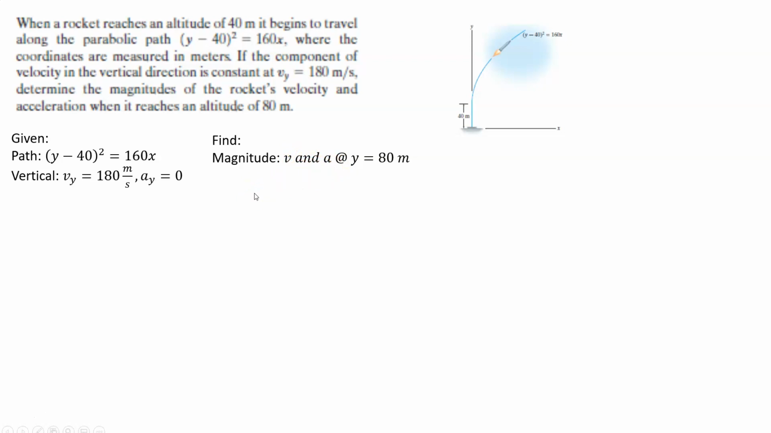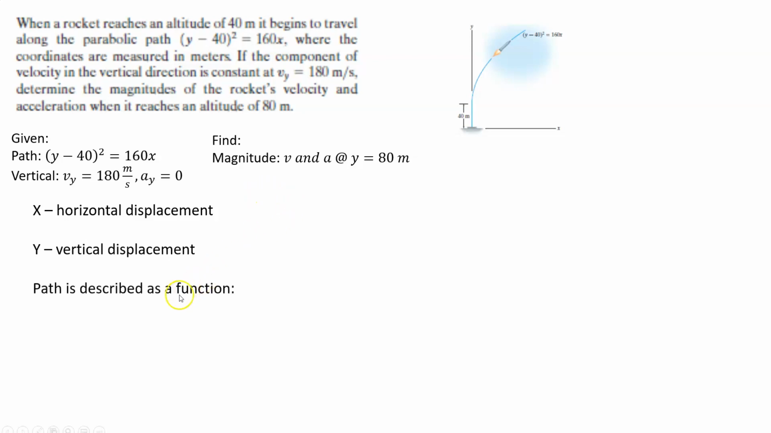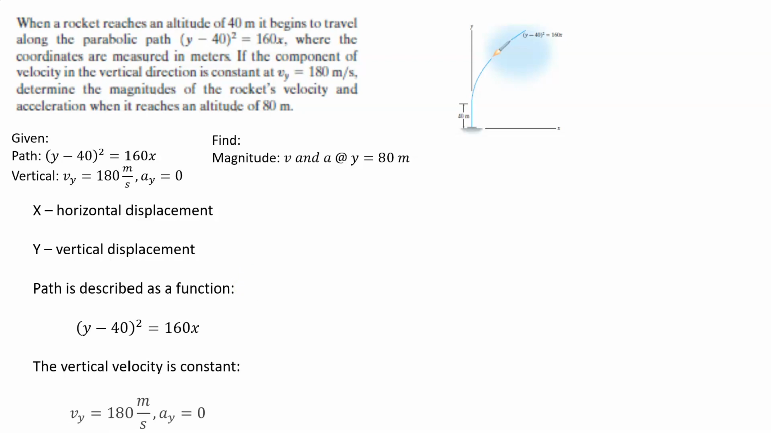Well, there's a way to do it, and it goes to understanding what's being changed, what's independent, as well as the relationship between everything. We know that x is the horizontal displacement. We also know that y is the vertical displacement, and we also have a path that describes it as a function, which was given. We also know that the vertical velocity is constant. If you've got a constant velocity, it means your acceleration is 0.